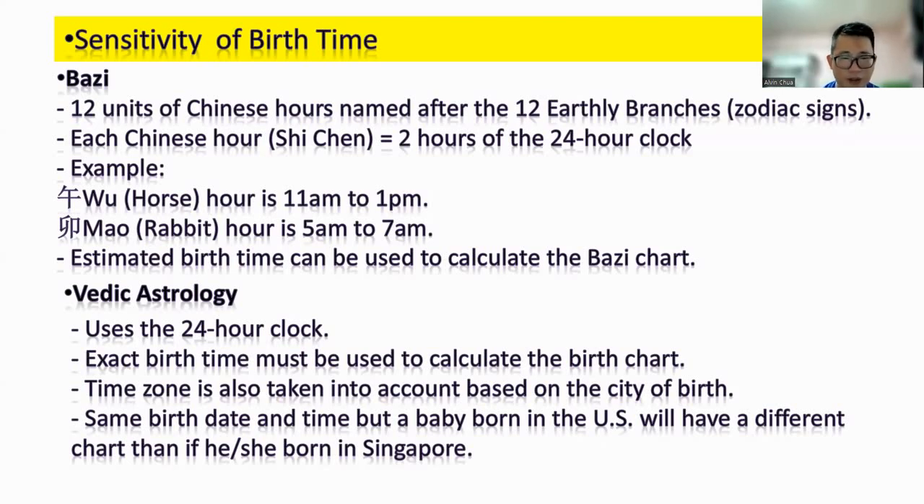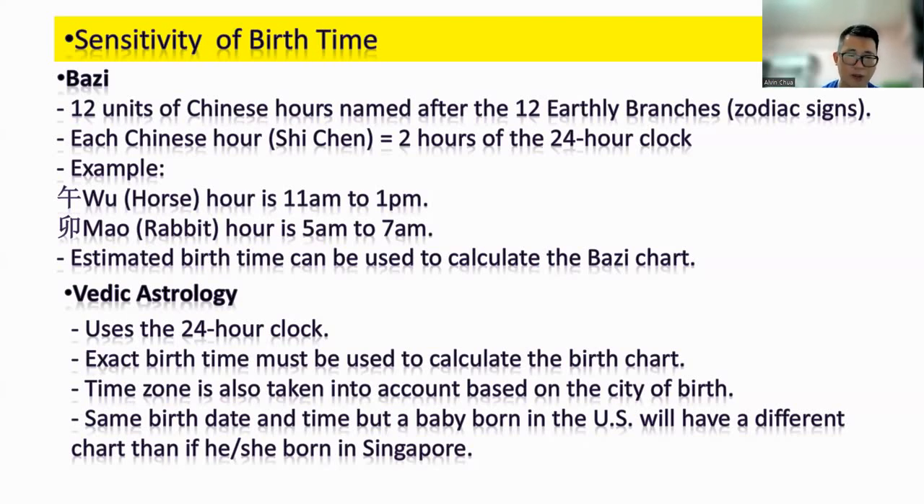We use directly the 24-hour clock. And in Vedic astrology, we use the exact birth time. It has to be exact, right down to the minutes. So if somebody has a birth certificate that does not have the birth time, it will be very difficult for us to use Vedic astrology.